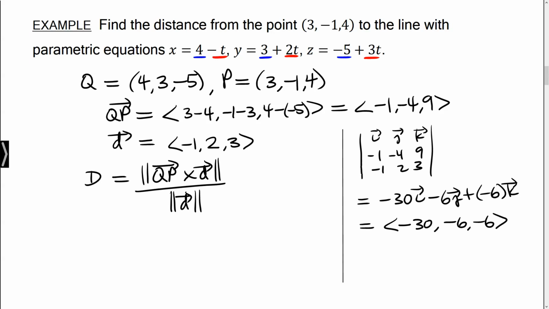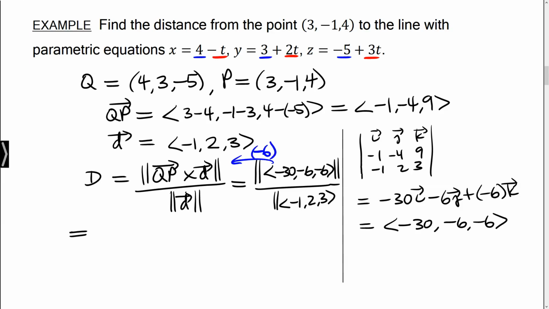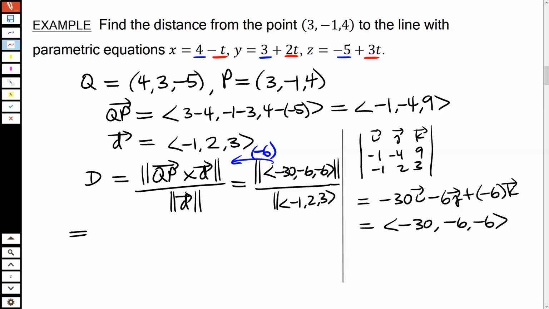When I go to plug this into the distance formula, there's a thing you can do where I can take out a 6. So I don't want to actually say 30 squared plus 6 squared plus 6 squared, so I'll show you that here. So what we do is we get the norm of negative 30, negative 6, negative 6, all divided by the norm of negative 1, 2, 3. But if you remember the properties about the norm of a vector, I can take out a constant as long as I take out the absolute value of it. So I can pull out a 6 from here. Actually, it's negative 6. But when I take it out, it's in absolute value. So it's really 6.